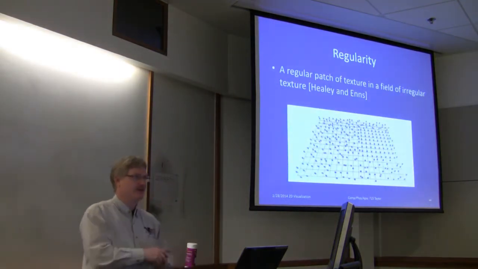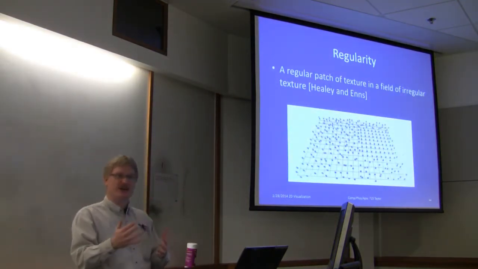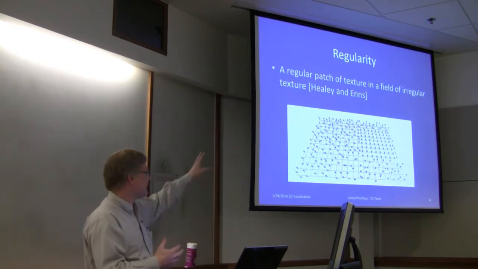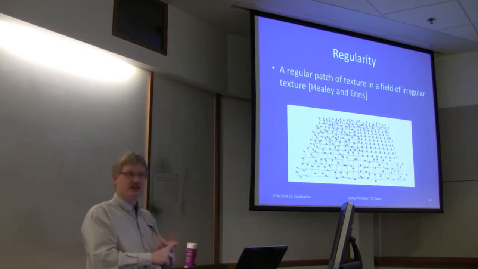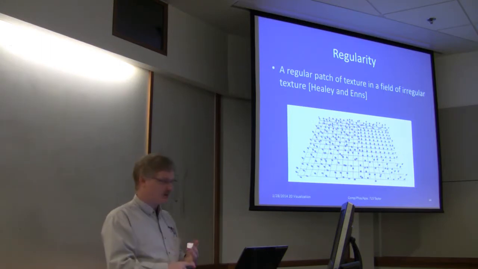All right. Regularity, right? You can immediately see whether a texture is regular or irregular, and you can pick out regions of regularity. So we've got orientation, density, and regularity as parameters we can play with.